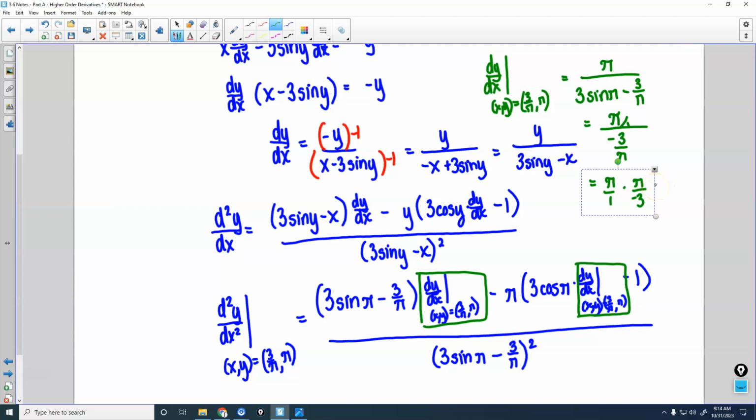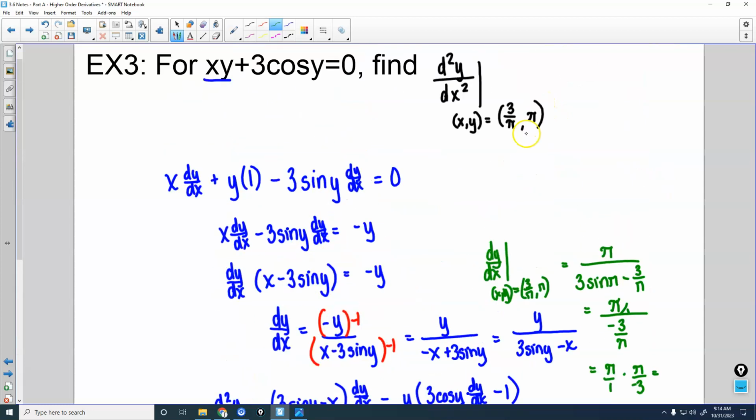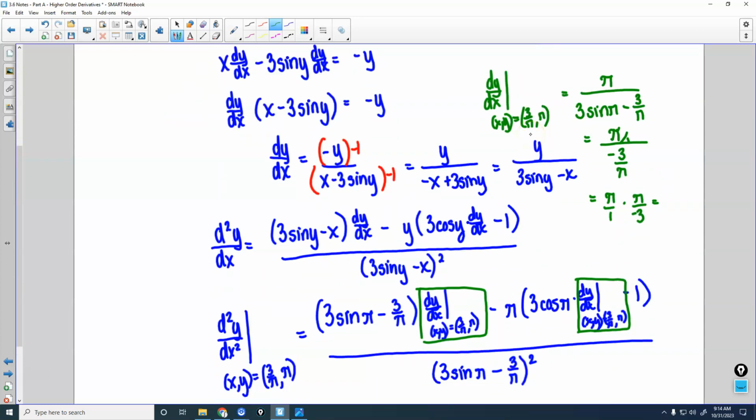Do I have that right? Yeah. The y was pi. Right? Yeah. Okay, I flipped everything right there, didn't I? So I got negative pi squared over 3.